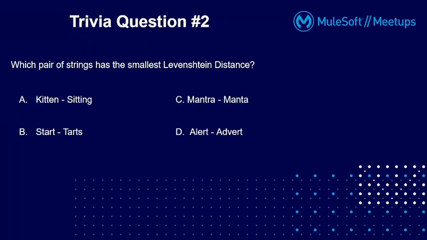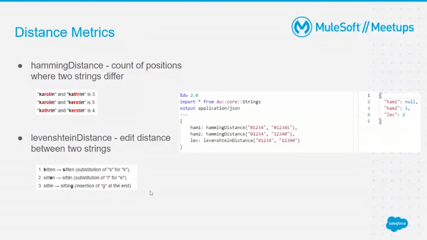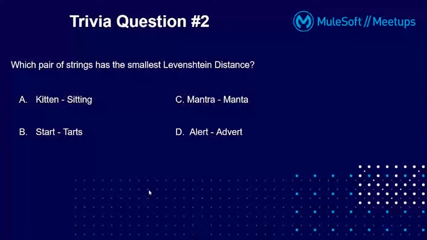The answer is actually the last one to be posted. So C, Andrew got it. Mantra and Manta. Kitten to sitting, this was actually the example on the previous slide. There's 3 steps to transform it. S to K, I for E, and then add a G on the end. Start to tarts, this one's a bit trickier.